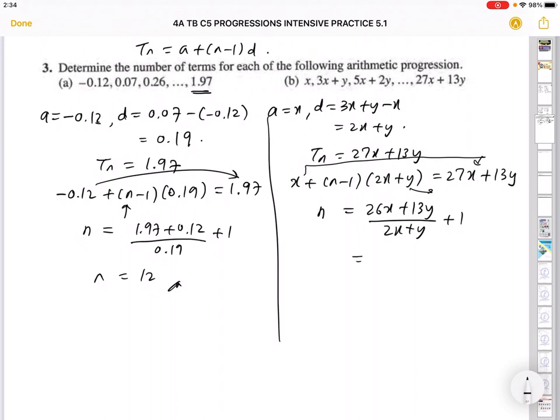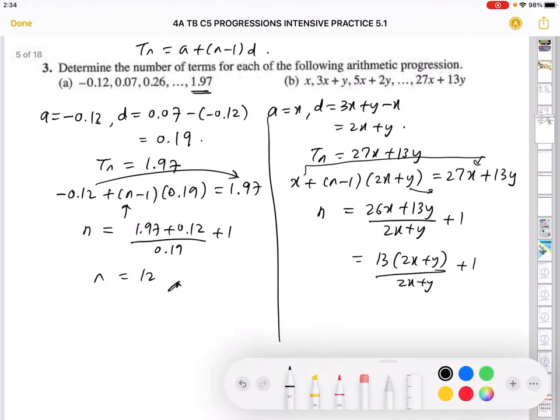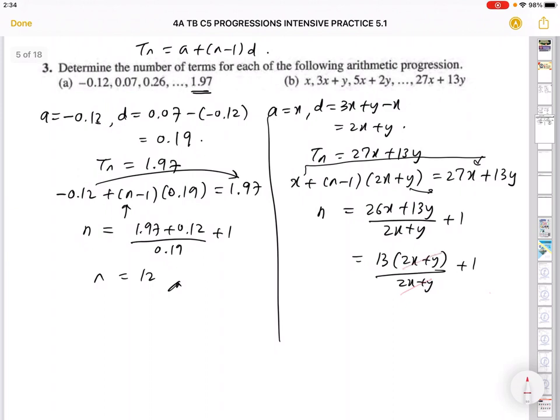Now, actually, you can see from here, this is 13, right? Your common factor, take out 13, you get 2x plus y. This is also 2x plus y. So as we cancel these two, you're left with 13. 13 plus 1, the number of terms is just 14.